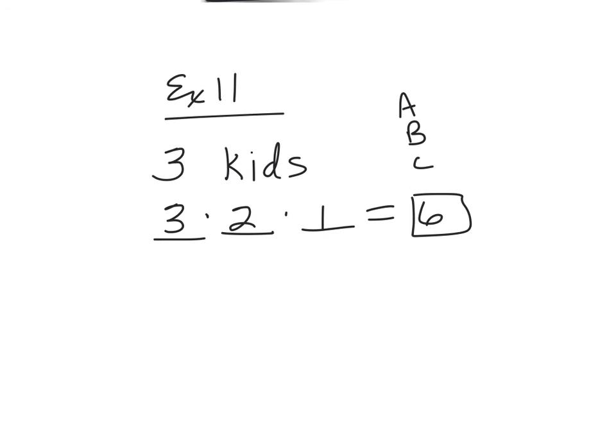Do you see that if I would have changed this problem to 5 kids, it would have worked out the same way? The first blank would have had 5 choices, the second blank would have only had 4, the third we would have been left with 3, the fourth with 2, and the last one with 1. 5 times 4 times 3 times 2 times 1, which I believe is 120.